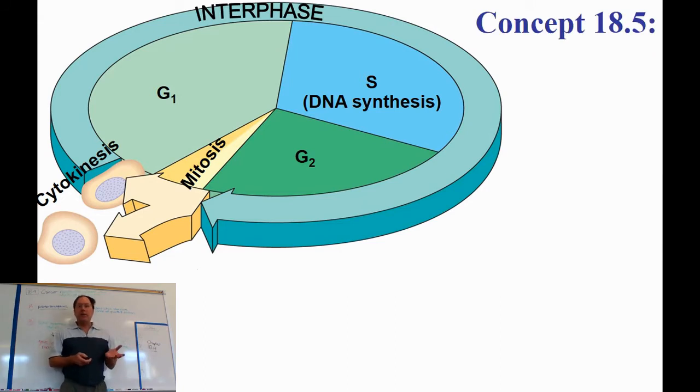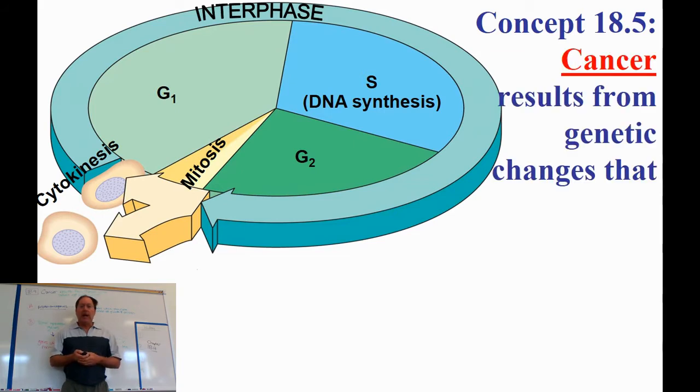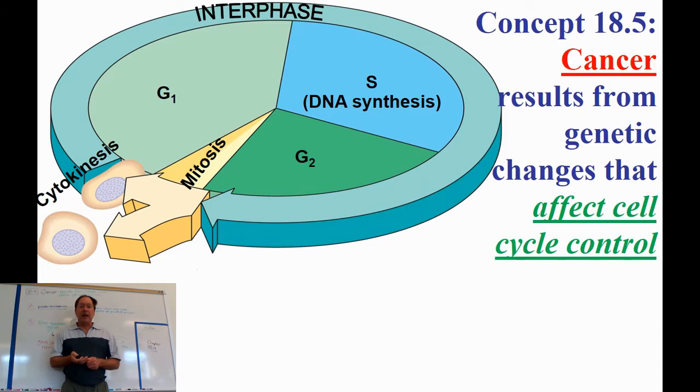Well, we've seen this picture before in chapter 12. It's representative of the cell cycle, the steps by which cells take in order to divide, essentially, into two cells where there once was one. In 18.5, we're going to hit it again because we're talking about cancer. And your book says cancer results from genetic changes that affect cell cycle control.